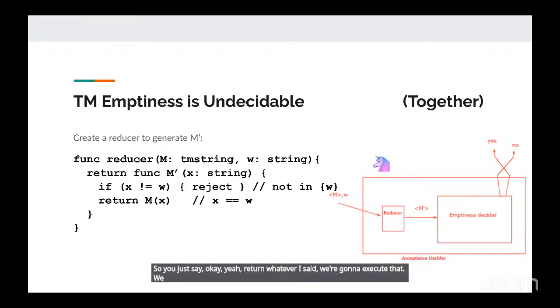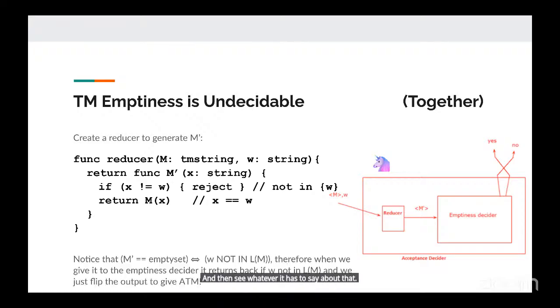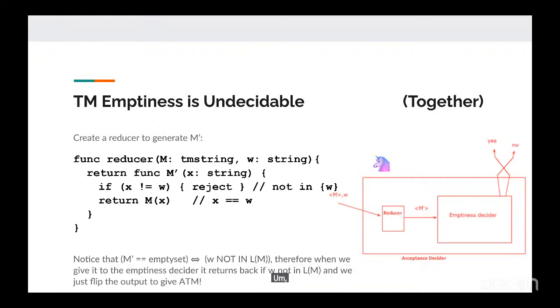We never actually run M prime. We just give it to the emptiness decider and then see whatever it has to say about that. Okay, so you can ruminate on that. It might take a little bit of thought to fully sink in. But notice that if that's the empty set, like we said, then it maps exactly one-to-one with saying that W was not in the language of the original machine.